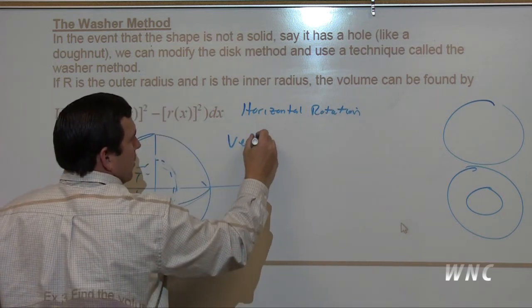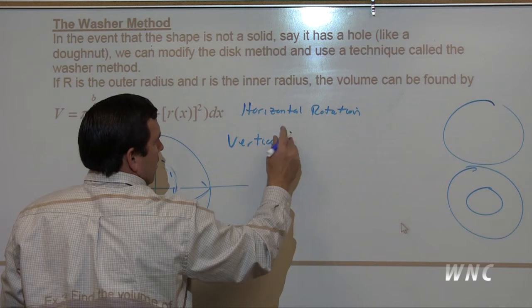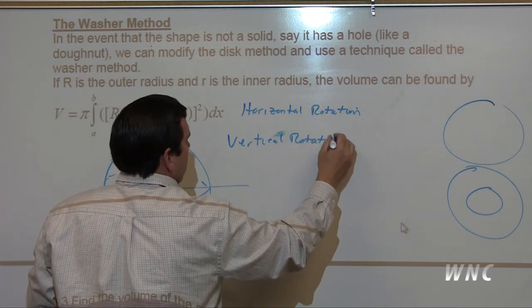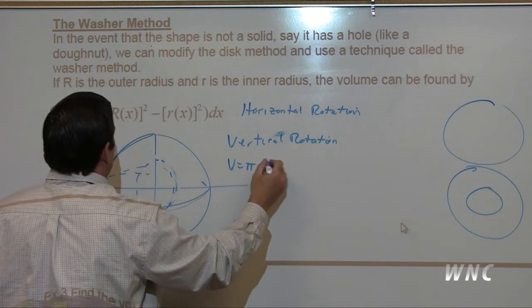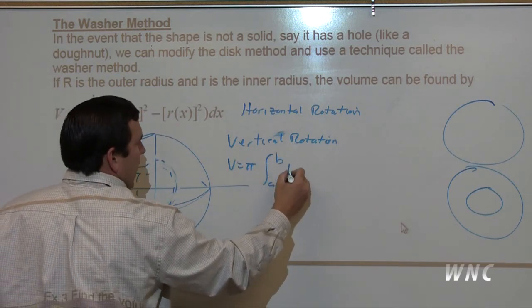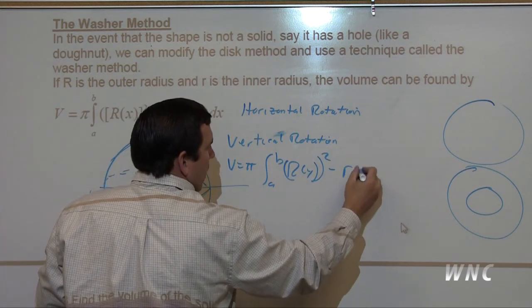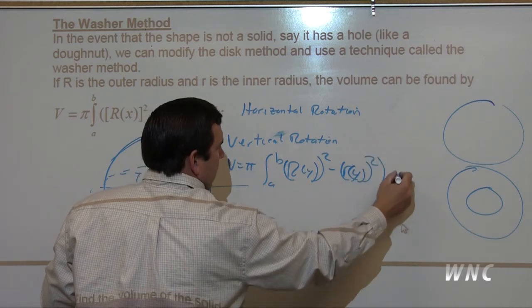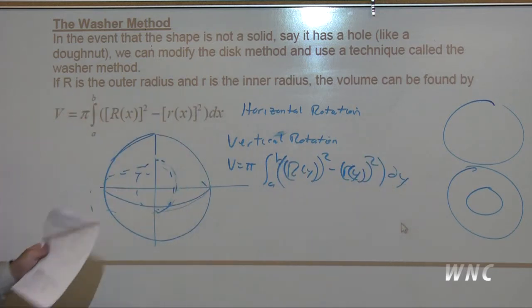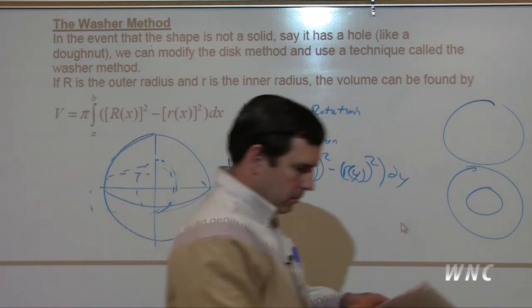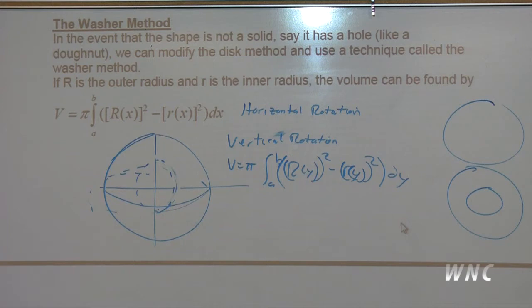For vertical rotation, it's going to be volume equals pi times the integral from a to b of capital R of y squared minus little r of y squared dy. Okay, so just changing the x's, replace them with y's. Okay, let's go on to the next page.